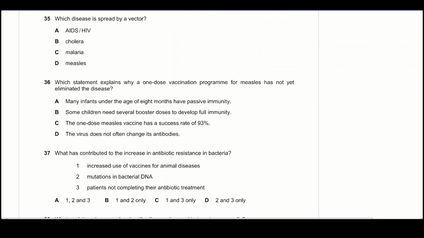35. Which disease is spread by a vector? A vector is an organism that carries the disease. In this case, A, AIDS, HIV, this is incorrect. B, cholera, this is also incorrect. It's transmitted by fecal oral route through contaminated water. C, malaria. Definitely malaria is correct. The reason for this is its insect vector is Anopheles mosquitoes. So the answer is going to be C.